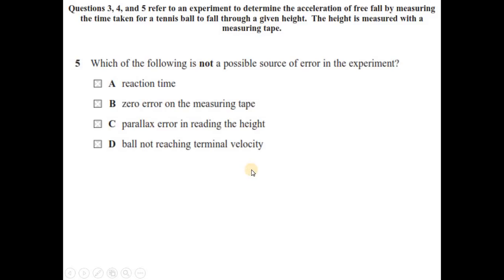Question number 5. Which of the following is not a possible source of error in the experiment? So reaction time, of course we are measuring time, so it is a possible source of error. Zero error in a measuring tape. Parallax error, because we need to measure the height from a meter rule, so we might have a parallax error. All the 3 are possible sources of error. Ball not reaching the terminal velocity, there is nothing to do with the terminal velocity in this experiment, so our option is D. D is not a possible source of error.